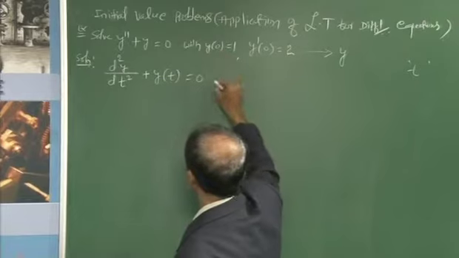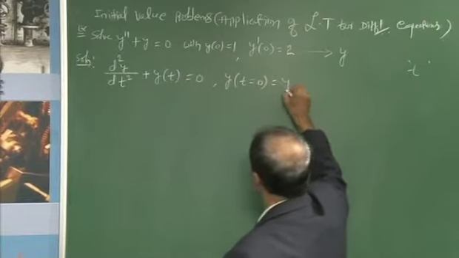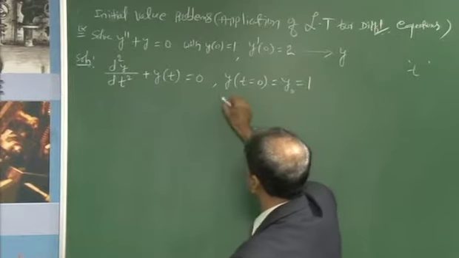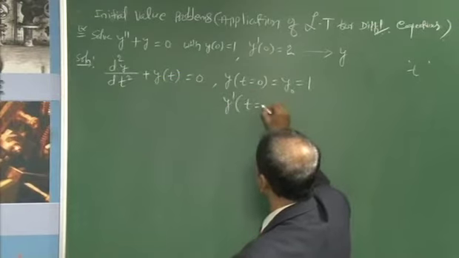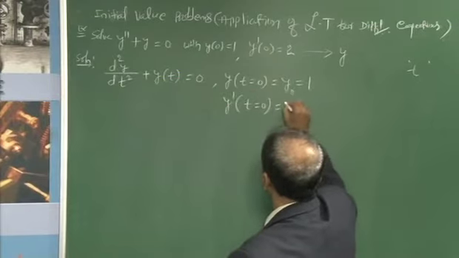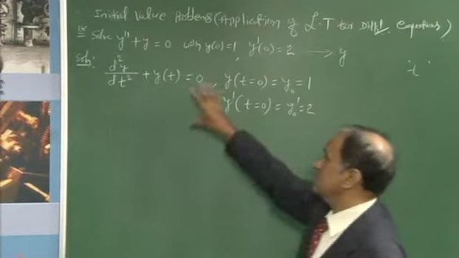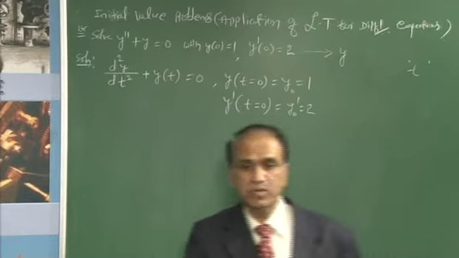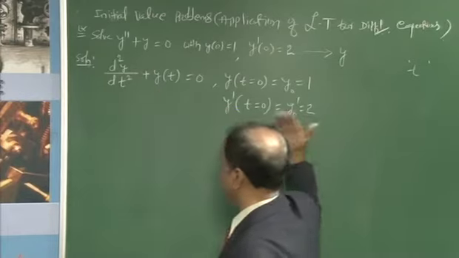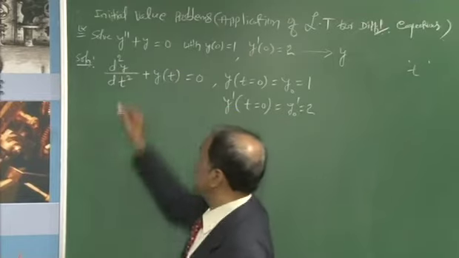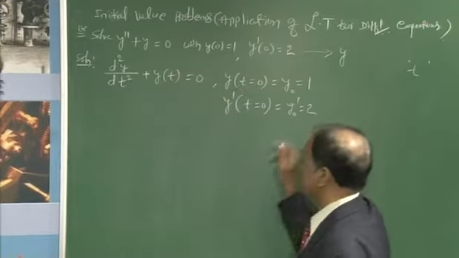Then the initial conditions: y at t is equal to 0 is equal to y naught, that is equal to 1, and y dash at t is equal to 0 is equal to y naught dash, that is equal to 2. This is the problem written in another form. This is the short form, but this is the detailed form. Yes, d square y divided by dt square plus y of t is equal to 0, and initial conditions are given.